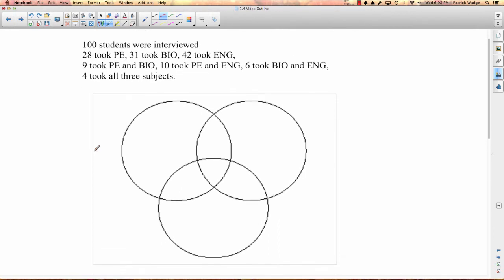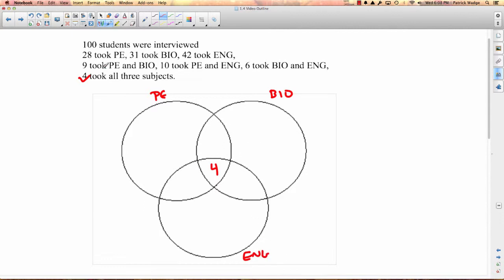So, any idea where you'd start in the Venn diagram? The strategy that you're going to find works is you always start right in the middle, where all 3 of them overlap, because we know how many people are in there. How many people took all 3 subjects? 4. So we've done this. 4 people took all 3 subjects. Oh, by the way, you better label this. Let's call this PE, this Bio, and this English down here. So 4 people took all of them.